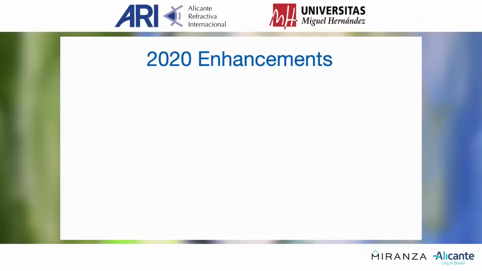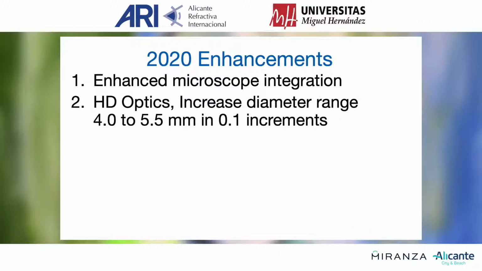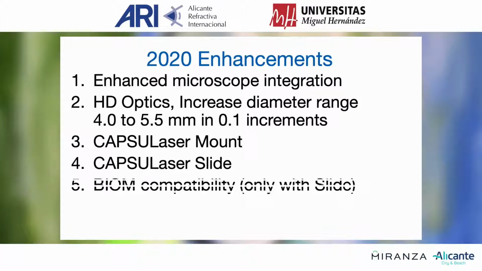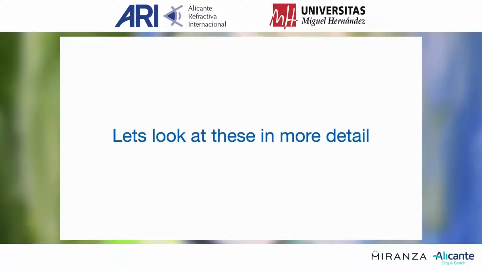The development of Capsulaser has always been work in progress, so I'm now going to share with you some of the enhancements over the last couple of years. There has been enhanced microscope integration. The HD optics increase the diameter range from 4 to 5.5 millimeters in 0.1 millimeter increments. There's a better Capsulaser mount. There's also a slide for the Capsulaser to move it out of the way. There's now biome compatibility when the slide is present on the microscope. And there's also precision HD laser filters, including 532 nanometers. Let's have a look at these now in more detail.